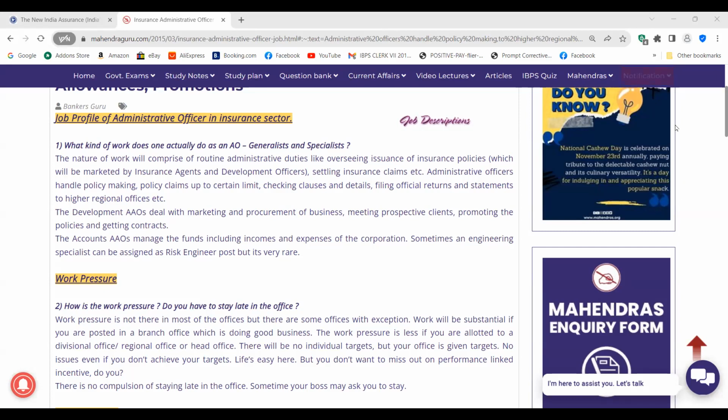Sir, I have connected it. Pardon? You are connected now. Rishi, please read question number 1. What kind of work does one actually do as an AO, generalist or specialist?